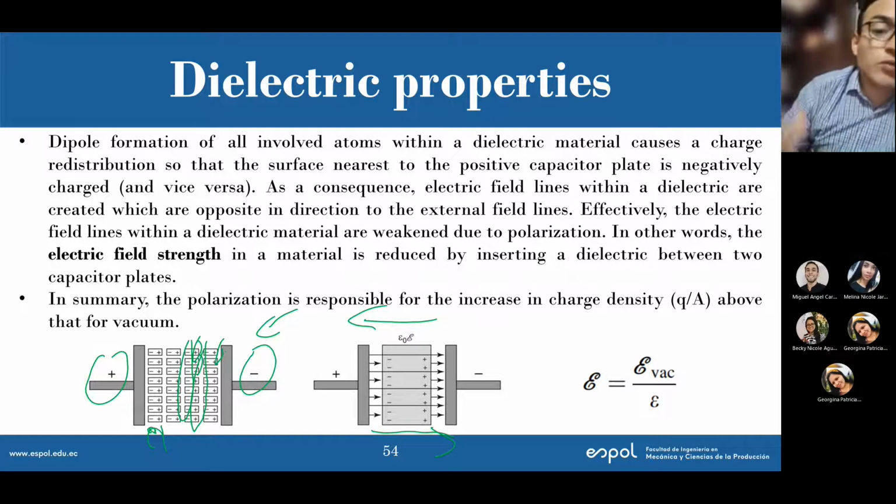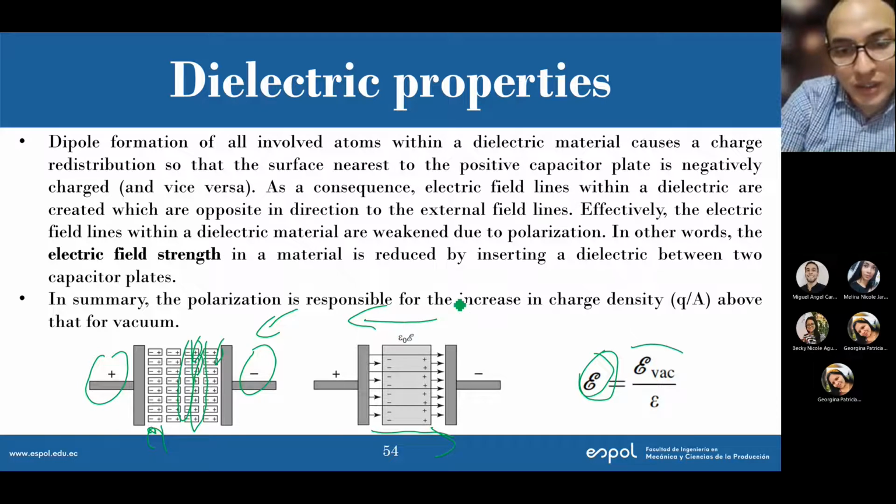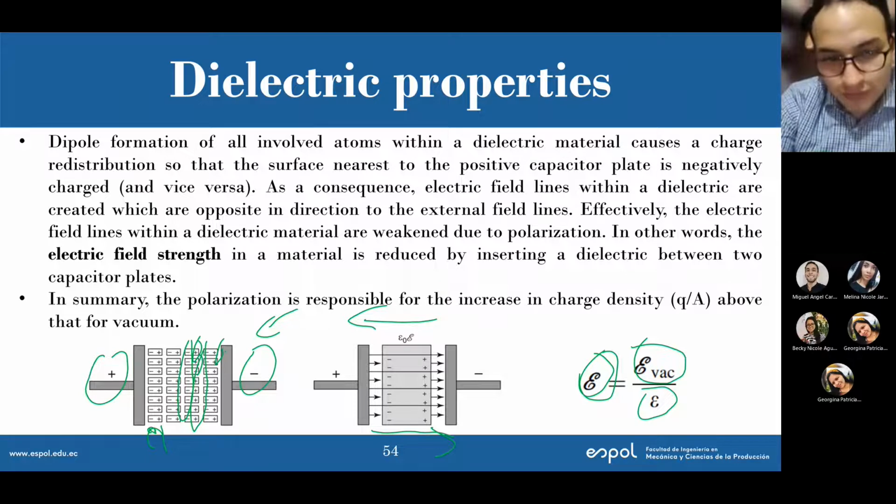Therefore, the polarization is responsible for the increase in charge density above that for vacuum. So basically, if I have polarization, I will have an increase in charge density, and therefore an increase in capacitance. By the way, this curve epsilon that you see there is the electric field strength. The electric field strength is defined as the electric field in vacuum divided by the dielectric constant. Okay?